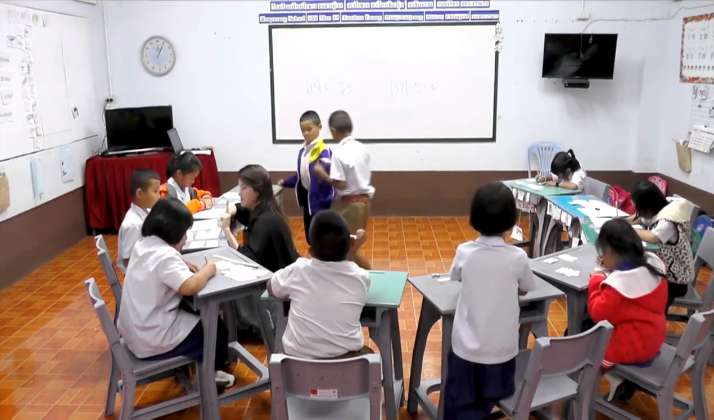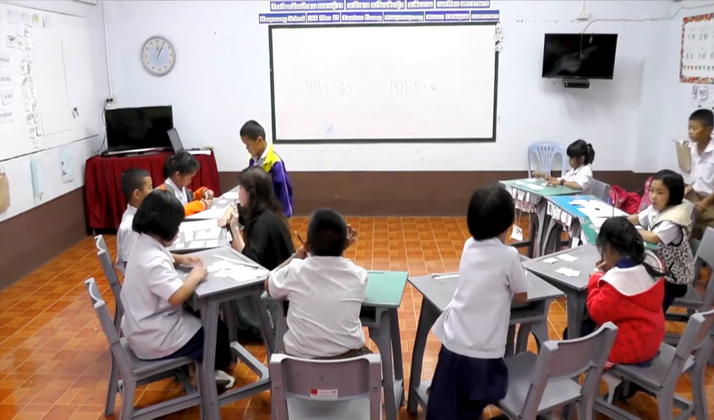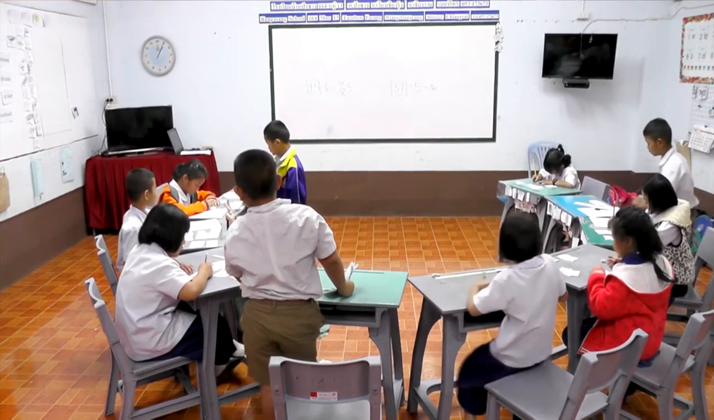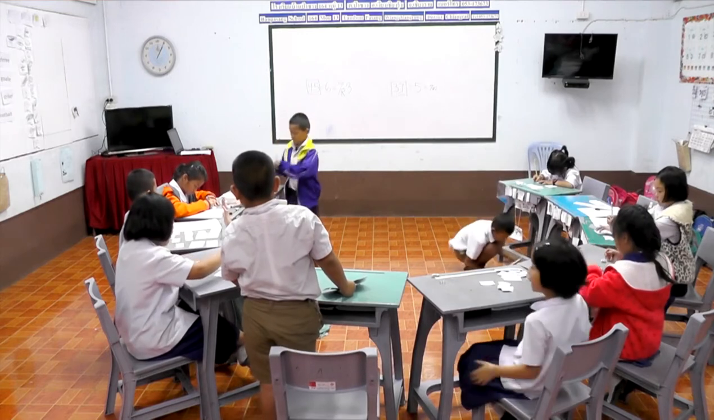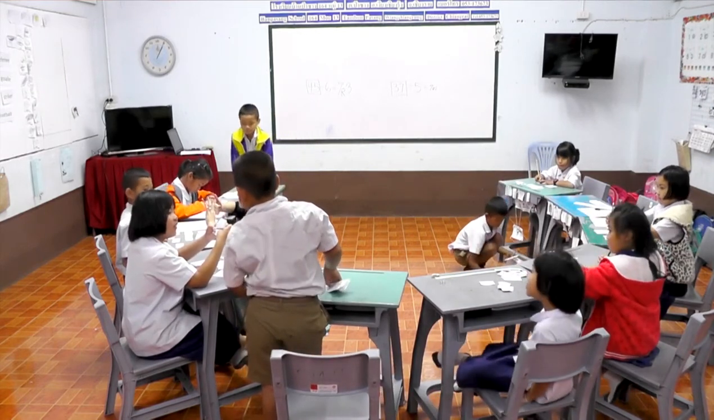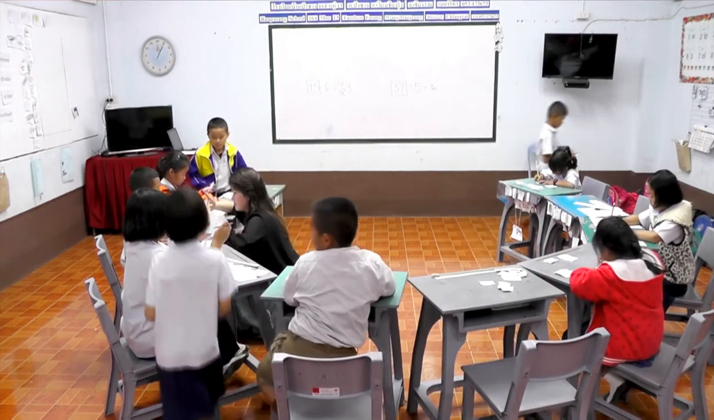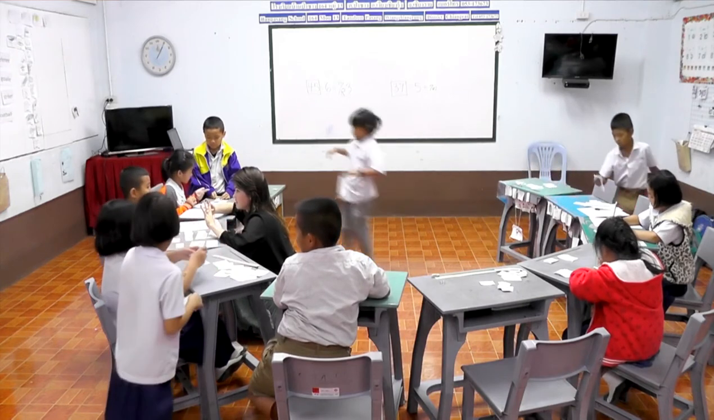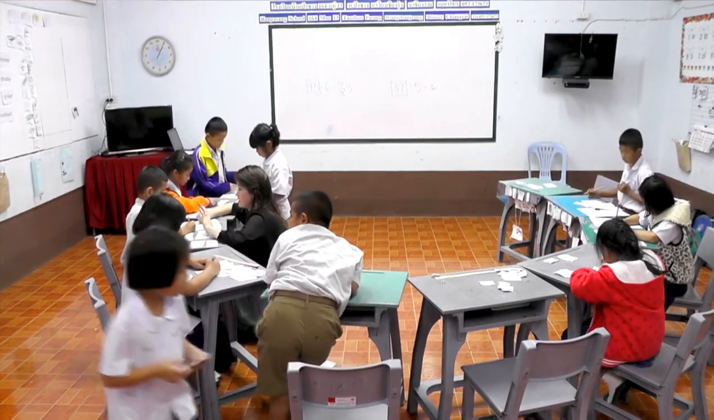5. Good. 10. 15. 20. 25. Take a balloon. Yep. 30. 35. But we're looking for 32. Is that too many? Yeah.